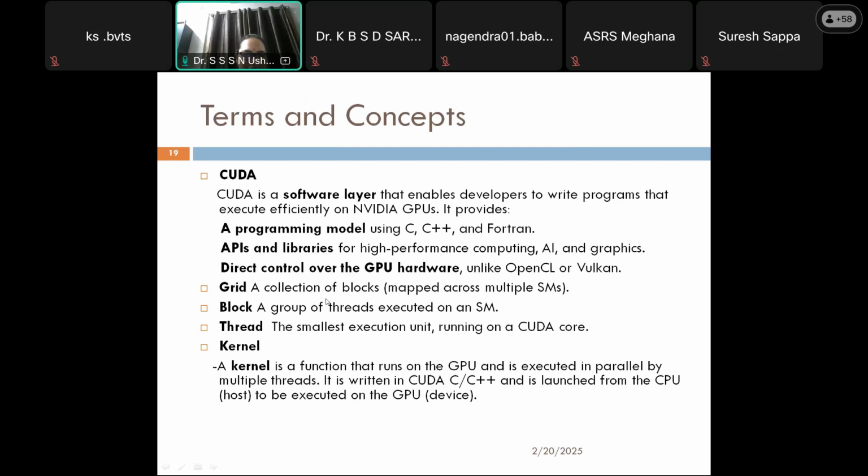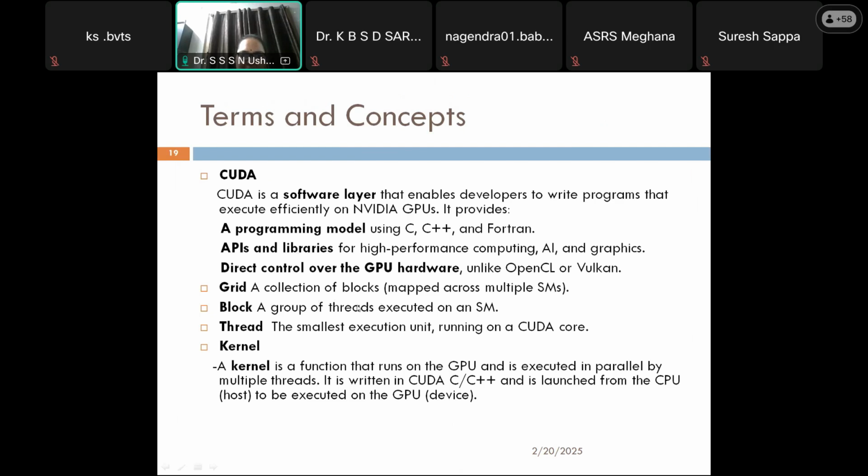In CUDA programming, we have this kind of terminology: grid, block, thread, kernel. These are very, very important things we need to remember while doing CUDA programs. So grid is a collection of blocks.